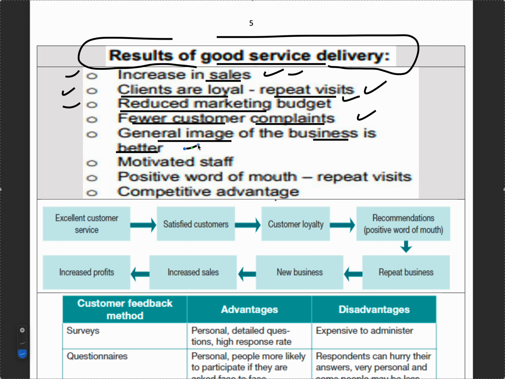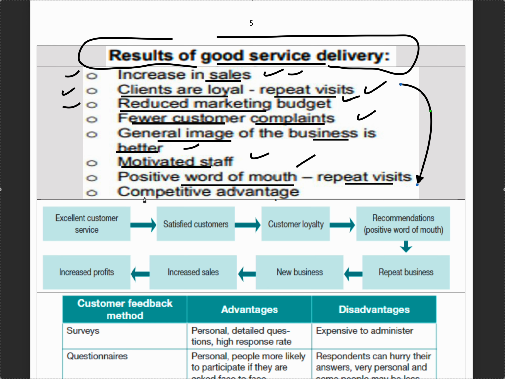Everything is positive. So it motivates staff, meaning the staff working in the business will be happy because they know everything they are doing is done in a way the customer wants. There are no complaints, everyone is happy with what we are doing. Positive word of mouth, meaning people who go there all the time will recommend to friends or family to visit the place because the service is good. And also a repeat visit, as we indicated in the top one, some will always come back.